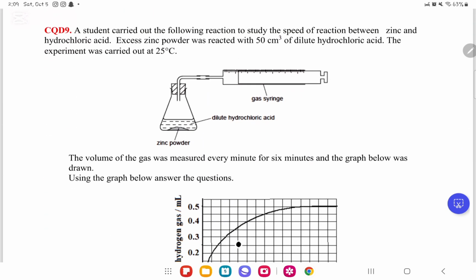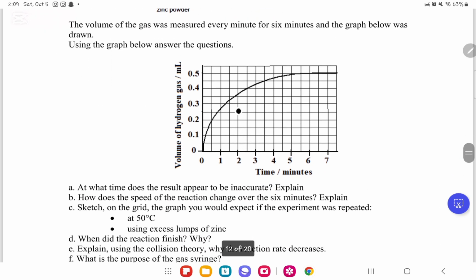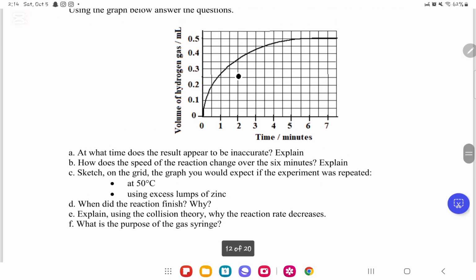A student carried out the following reaction to study the speed of reaction between zinc and hydrochloric acid. Zinc is in excess, so hydrochloric acid is limiting. The excess zinc powder was reacted with 50 centimeter cube of dilute hydrochloric acid, and the experiment was carried out at 25 degrees Celsius. The volume of the gas was measured every minute for 6 minutes, and the graph below was drawn. At what time does the result appear to be inaccurate? It's the only point that's not on the graph, which is at 2 minutes.